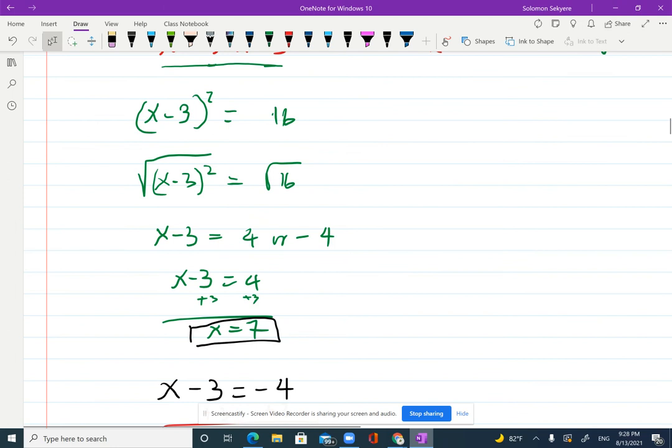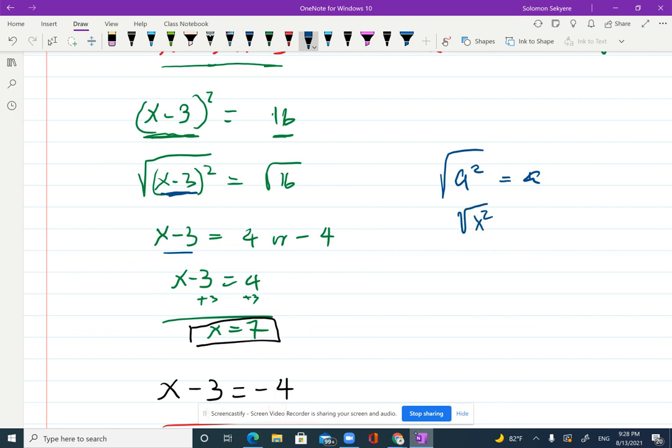What if we have x minus 3 all squared? This is one term and equals 16. What do we do? We take a square root of both sides. When you take a square root of x minus 3 all squared, we end up with just x minus 3. So the square root of a squared is a. The square root of x squared is x. The square root of a minus b all squared is a minus b. So you take the square root of both sides, and then you get x minus 3.